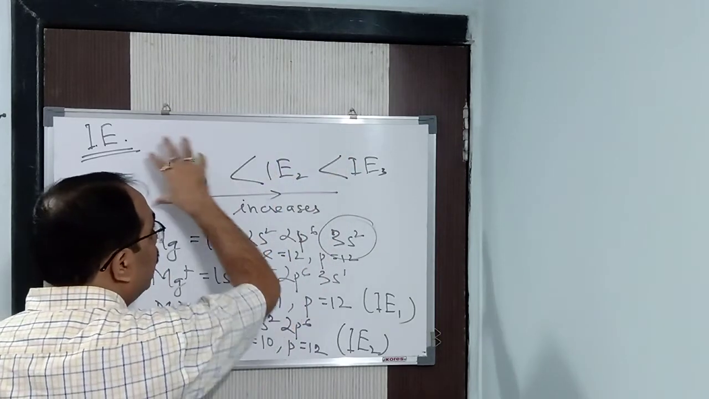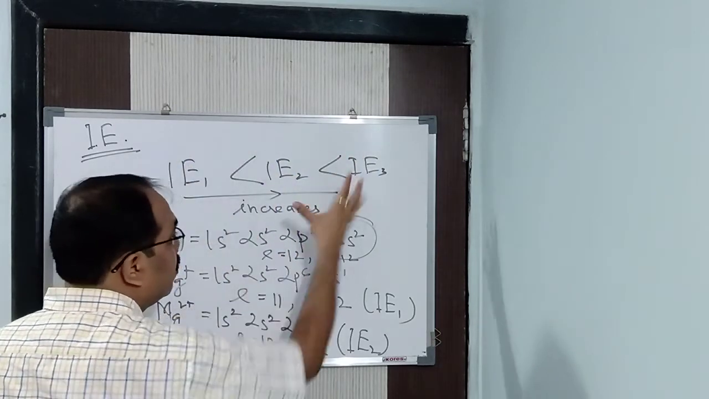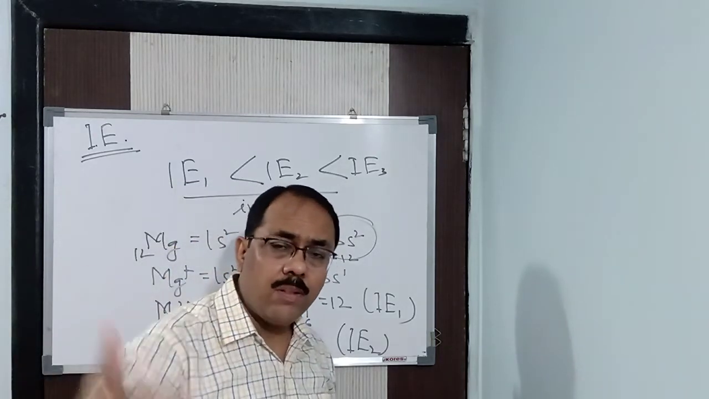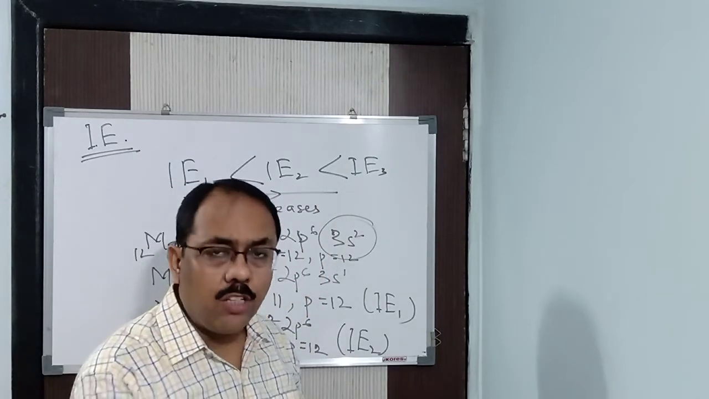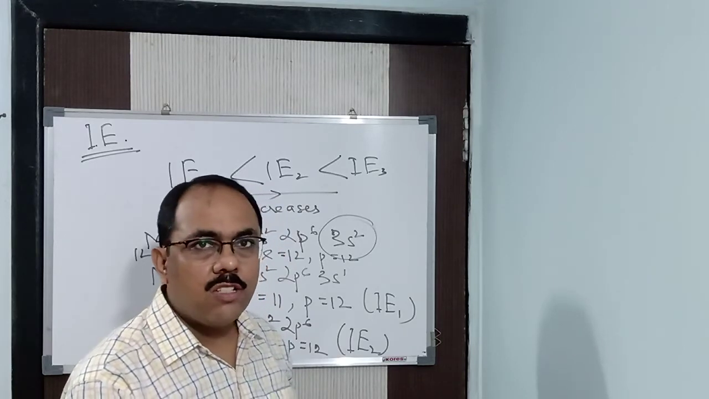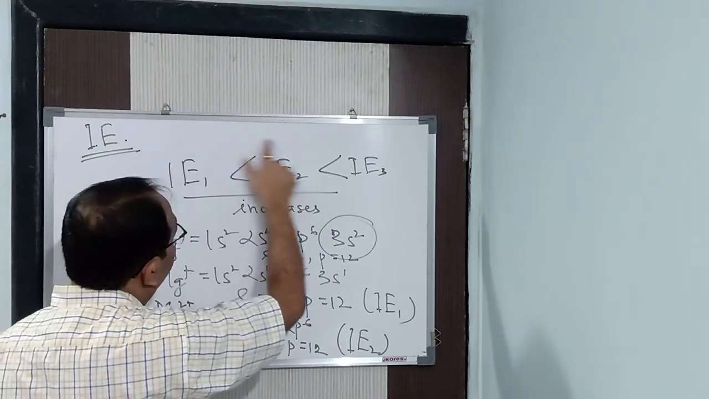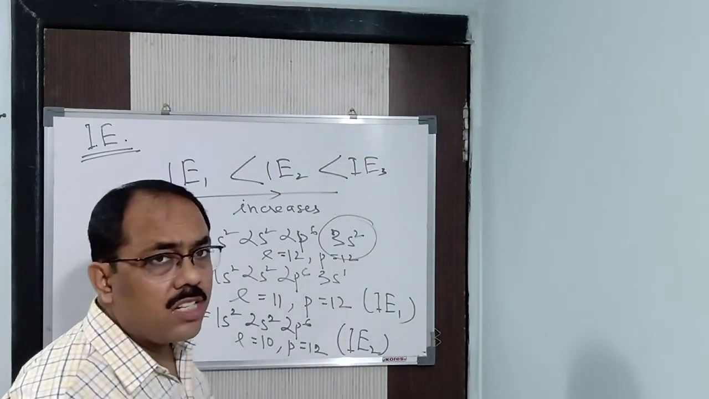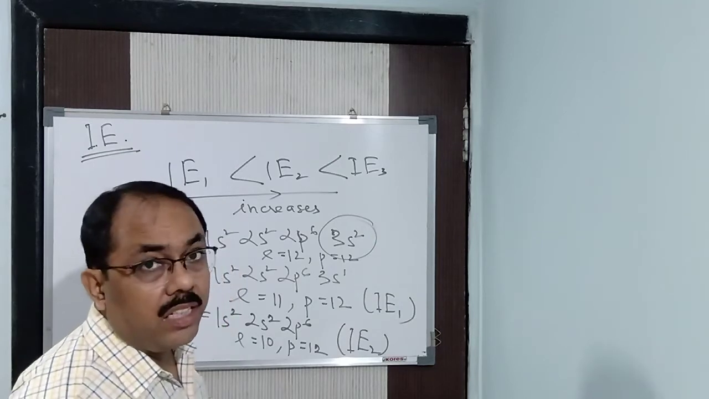Understood why it increases? Because across a period, the nuclear charge increases and atomic size decreases. So to remove an electron from the outermost shell, as atomic size is decreasing and nuclear charge is increasing, will it be easy or difficult? Definitely difficult. So ionization energy increases from left to right across a period. Which element has the highest ionization energy? Inert gas. Why?